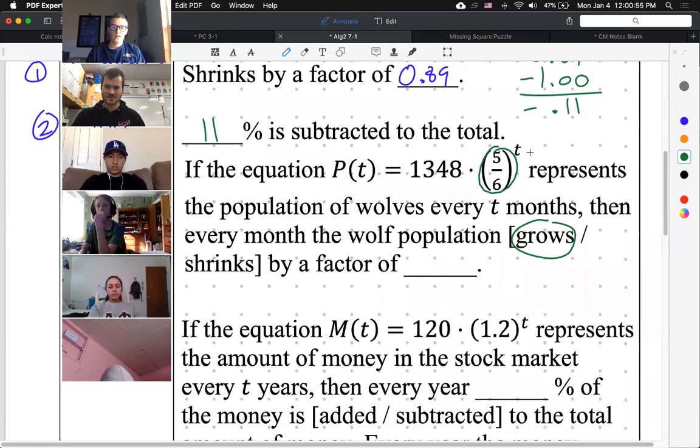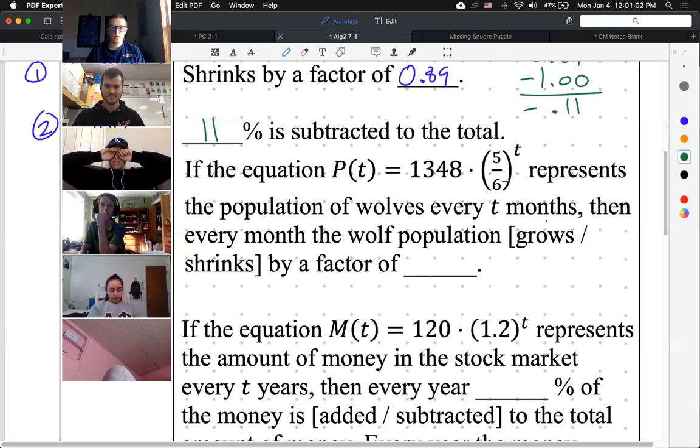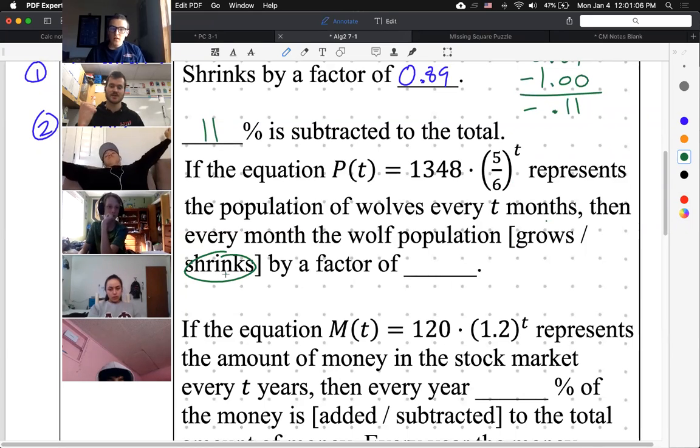So the exponent would be over here. It would still grow because 5/6 is, wait, no, it would shrink because 5/6 is less than 1. There it is. All right. And everyone has that too, right? It shrinks because 5/6 is less than 1. Nod your head. You got it. We're good. All right, that was the easy part.